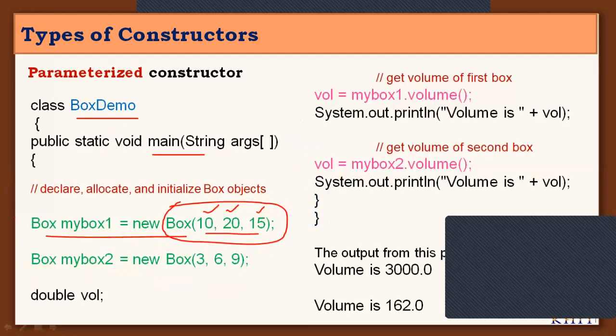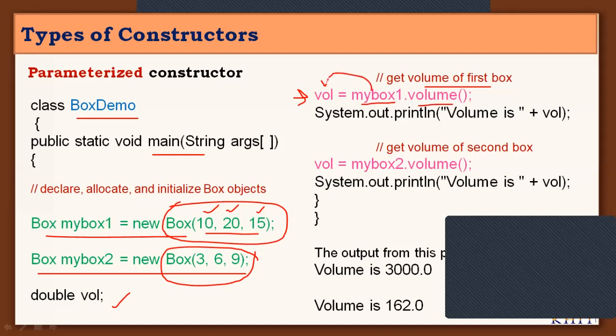And this is the way. You can give different values for different objects. Here also, my box is new Box of 3, 6, 9. Here also the parameterized constructor is called to create an object of this Box class. The double variable volume holds the returned volume of the box for these 2 objects. We get the volume of the first box like this: my box object calls the volume method of the class, it returns the volume, it is held by the volume variable, and this simply displays on the screen.